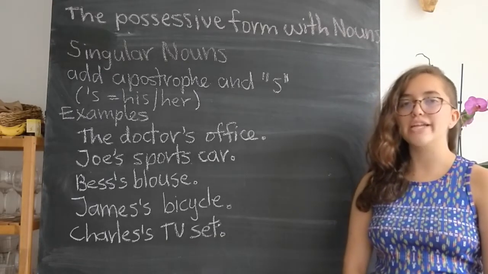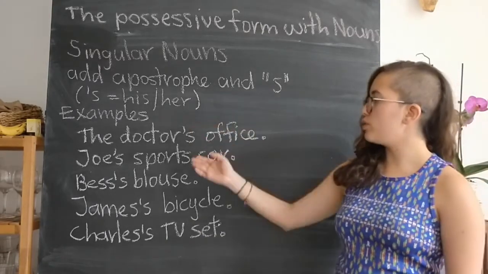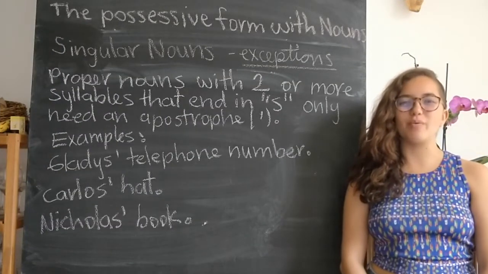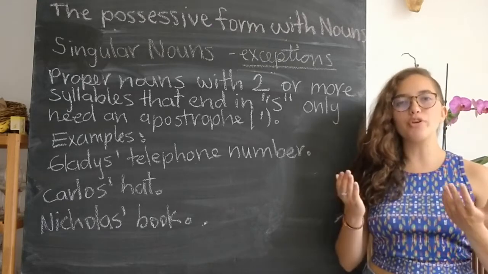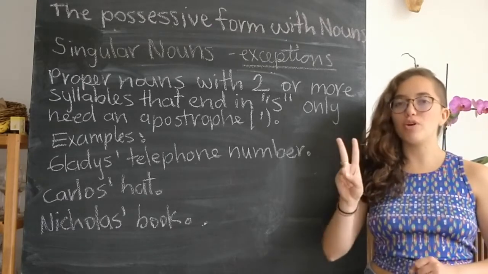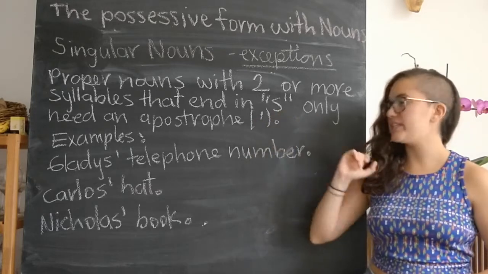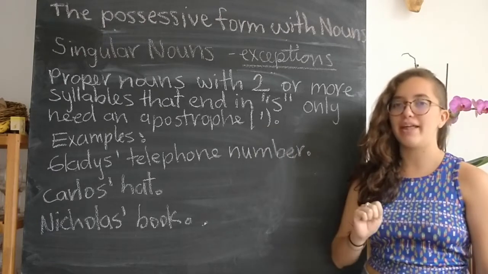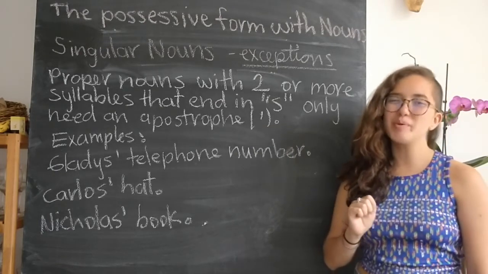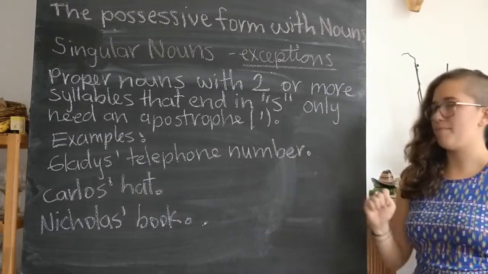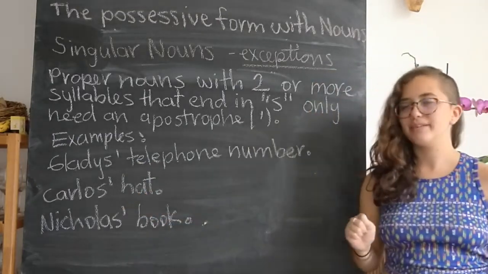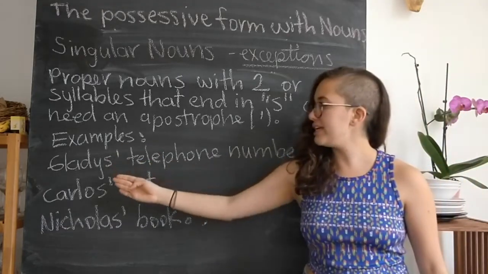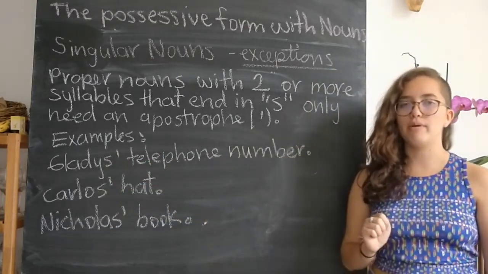Okay, now let's look at some exceptions to this rule with singular nouns. An exception to the rule that we saw before is when a proper noun has two or more syllables and finishes with an s. In these cases, you only need to add an apostrophe at the end. So for example, we would say Gladys' telephone number, Carlos' hat, Nicholas' book. In these cases, all three names have two or more syllables.